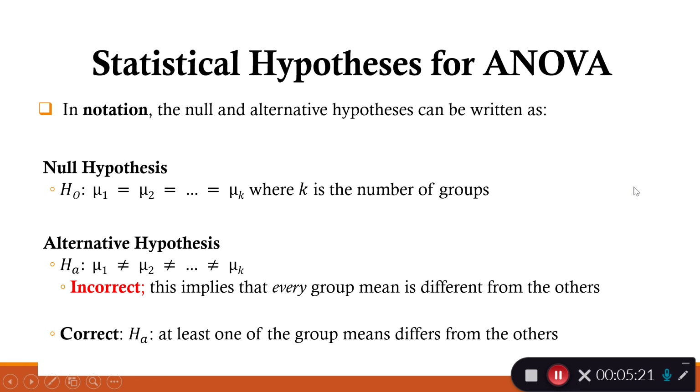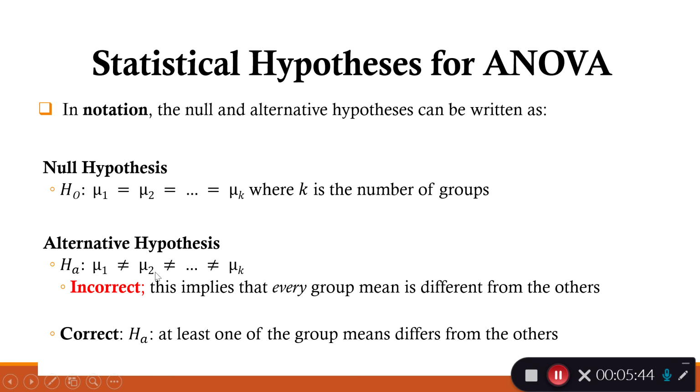So how do you write this null hypothesis in notation? The first one here, you've seen something like this before. It would be that all the group means are the same, right? So mu1 is equal to mu2 is equal to mu3, all the way to mu k. So k would be the number of groups that you have. We'll get to these details soon.